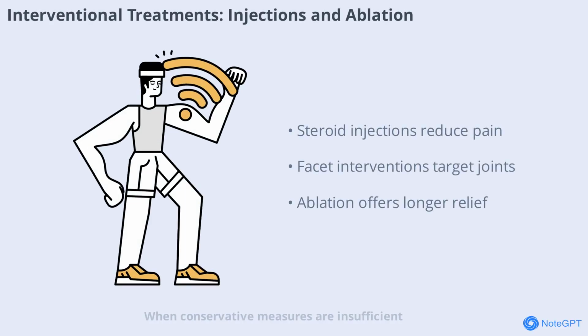When conservative measures are insufficient, interventional treatments such as epidural steroid injections and facet joint interventions can provide pain relief. These procedures target inflammation and nerve irritation, offering temporary or sometimes longer-lasting relief. Radiofrequency ablation is another minimally invasive option that targets pain-transmitting nerves in degenerated facet joints. These interventions can be valuable tools in managing ASD, especially for patients not ready for surgery.